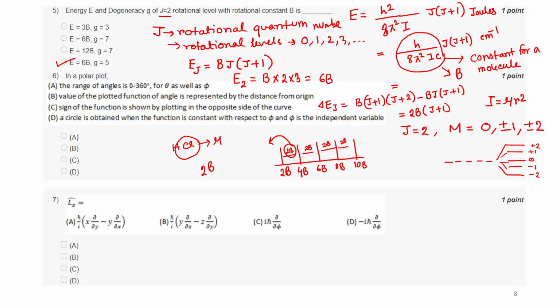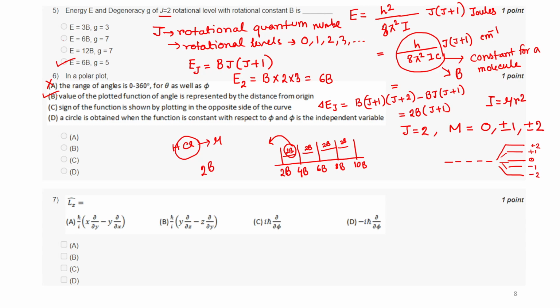The first statement is that the range of the angles is 0 to 360 degrees for theta as well as phi. This is not correct, right? Theta is 0 to pi and phi is 0 to 2 pi. So the first statement is incorrect. What about the second statement? That the value of the plotted function of angle is represented by the distance from the origin. This is actually correct.